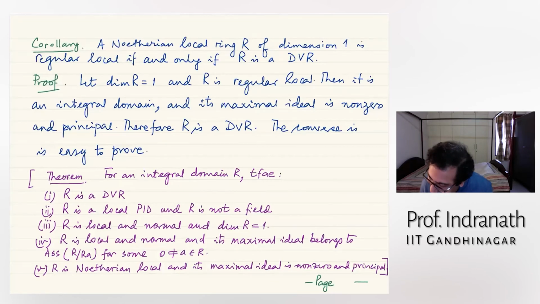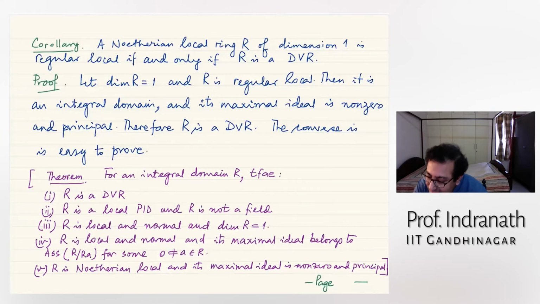Look at the last one: R is a Noetherian local ring and its maximal ideal is non-zero and principal. This is what is called a discrete valuation ring. Keep this in mind. If you know this, good enough. If you do not, then please learn this, or else we can have a quick round of discussion, or we can treat it as an exercise. I'll be using this as the definition of discrete valuation ring more than anything else.